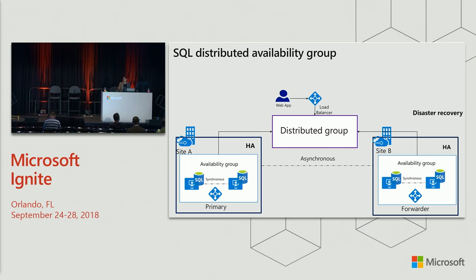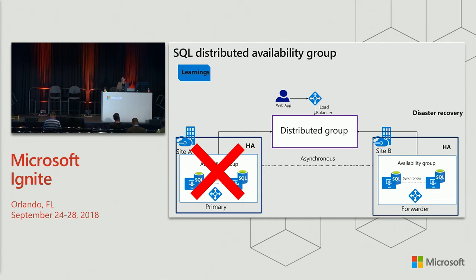And so what a distributed group is able to do is connect 2 availability groups, and they don't have to be physically in the same location. So that is a great candidate for a disaster recovery scenario. So if your site A goes down, you can bring all your data back up on site B.